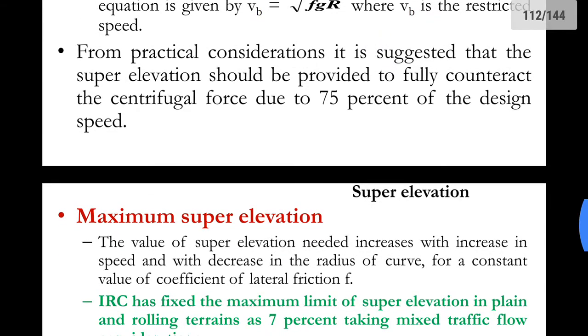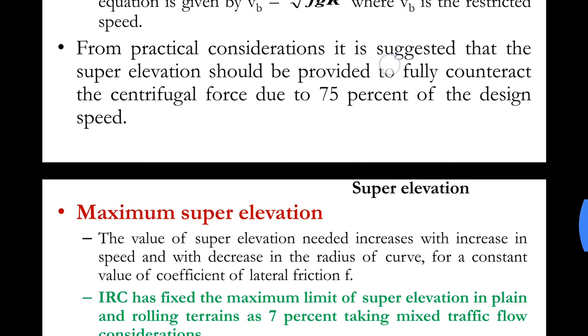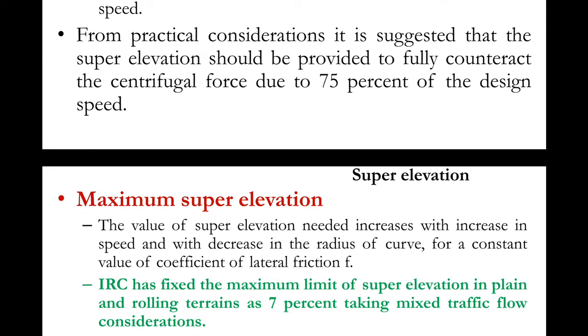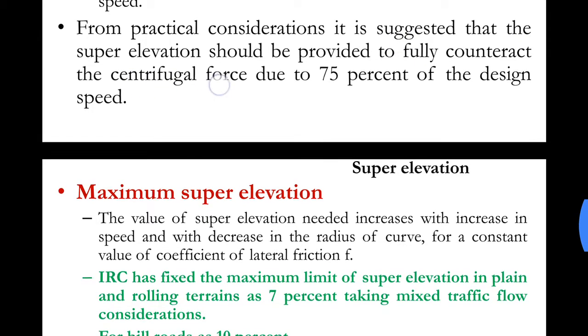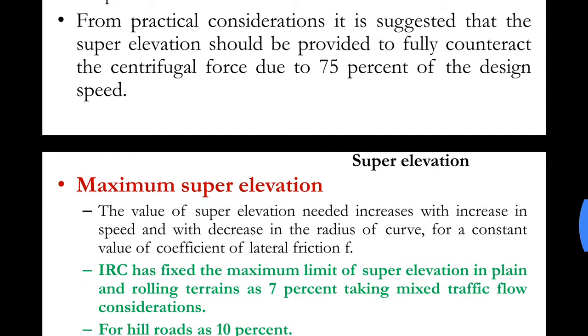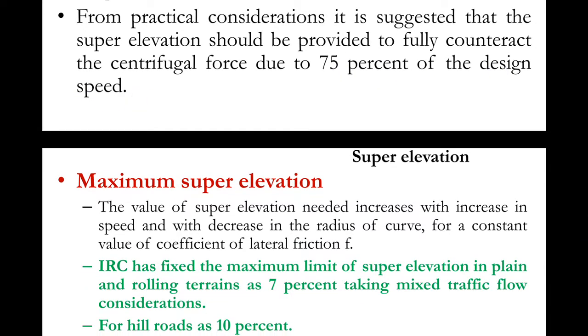Now from practical considerations, it is suggested that the super elevation should be provided to fully counteract the centrifugal force due to 75% of the design speed. So as per practical considerations, we design the super elevation to counteract only 75% of the design speed, and the rest of the 25% is expected to be counteracted by other conditions like friction.